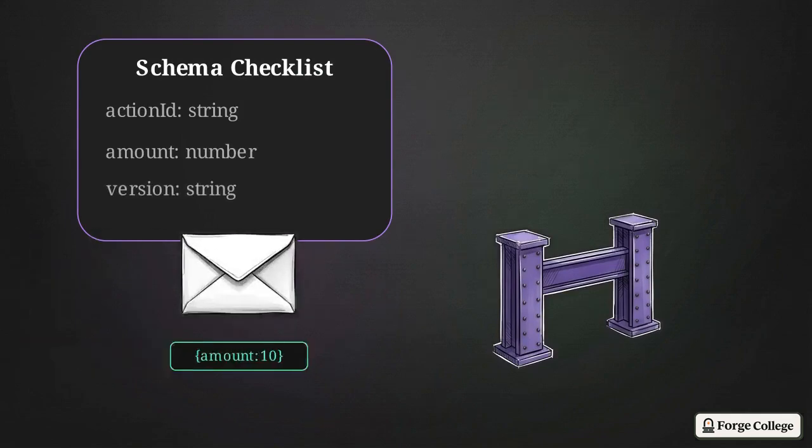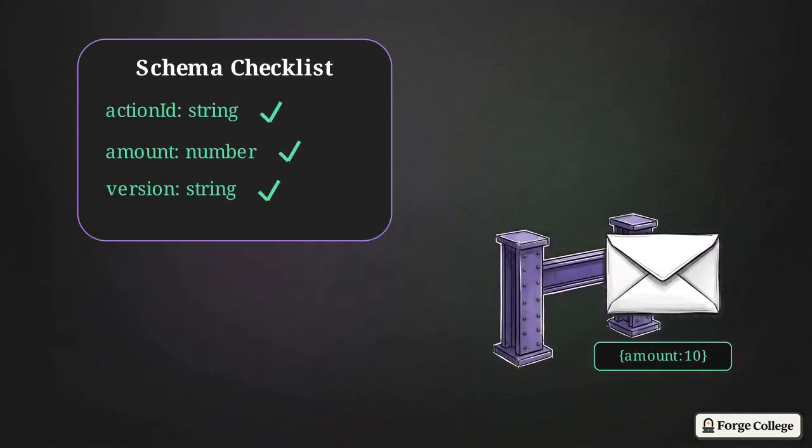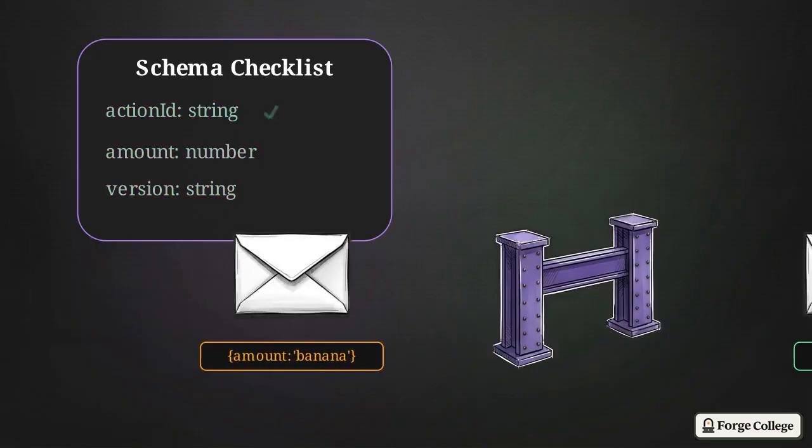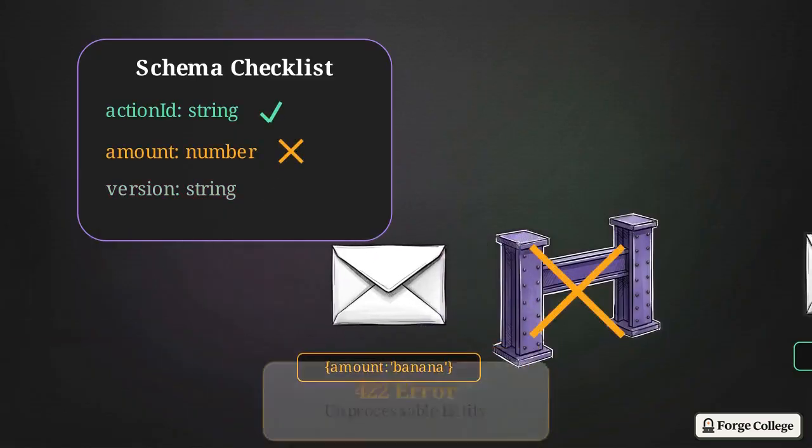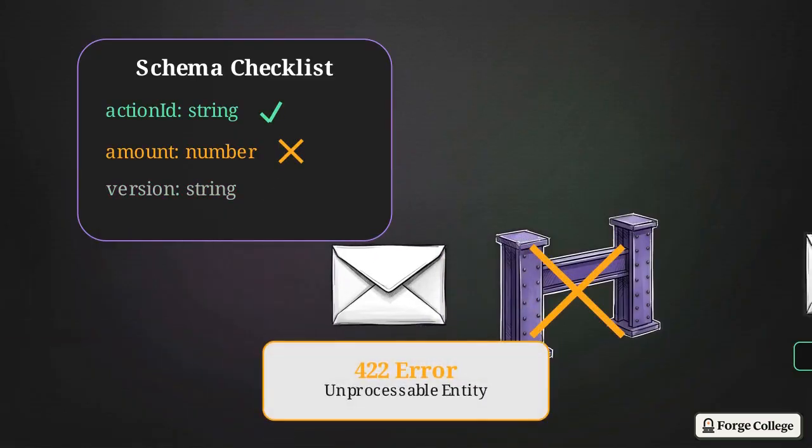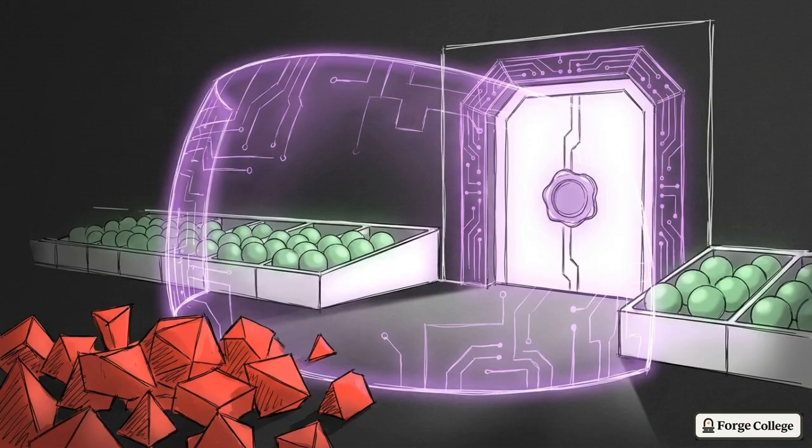If perfect, like 10 tokens, it turns green and data glides through. But if someone pays with the word banana, the gate shuts, returning a 422 error, meaning the format is wrong. This keeps your core logic safe. You're turning messy, unpredictable human typos into clear, categorized error messages.